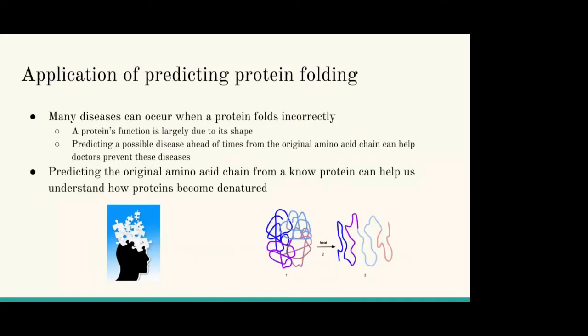There are a lot of applications of being able to predict protein folding correctly, because like I said before, Alzheimer's can potentially occur when a protein is folded incorrectly. So predicting these diseases ahead of time can obviously help doctors prevent them from occurring in the first place. It also provides more insight into understanding exactly how proteins become denatured, because this is a big thing that's not really been found out in biology.